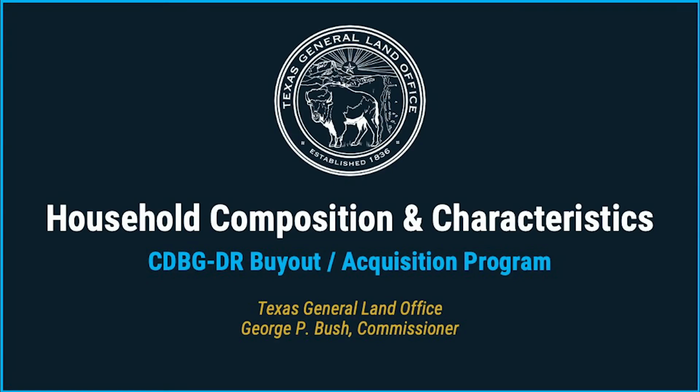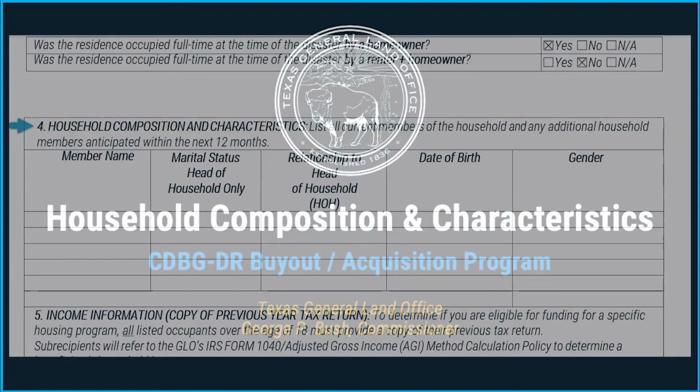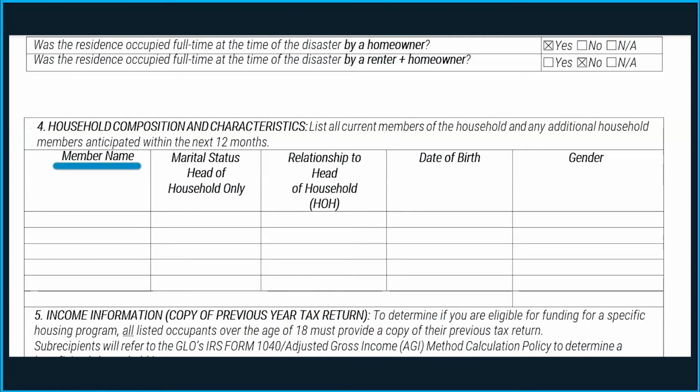Section 4 is where the applicant lists all household compositions and characteristics. Under Member Name, all current members of the household should be listed regardless of age or relationship to the head of household. Also, applicants should list anyone else that they expect to move into the household within the next 12 months.